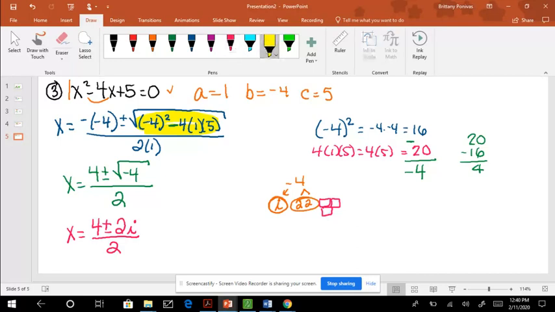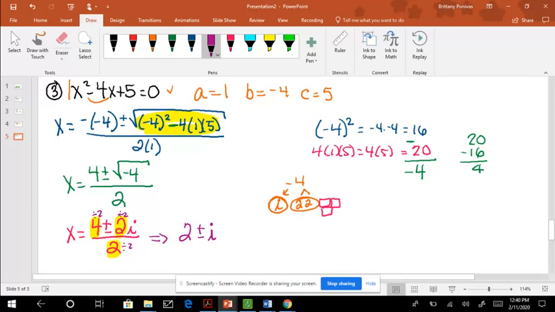Your very last step is to check and see if these numbers can be simplified, and they can. They are all divisible by 2. 4 divided by 2 is 2, plus or minus 2 divided by 2 is 1. Because there's an i there, we don't put the 1. So you just put the i, and then your denominator, 2 divided by 2 is 1. You do not put 1 as a denominator. You just leave it as 2 plus or minus i.